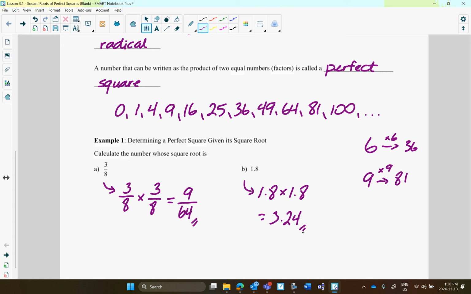So you've got to be careful how you read some of these. How would you get the 3? It's a 3 where? 3.24. 1.8 times 1.8. Oh, okay.